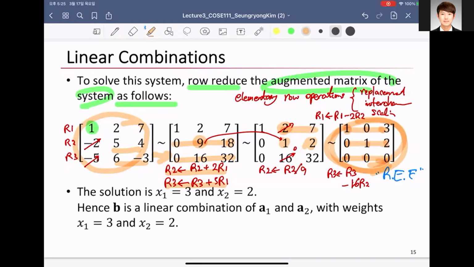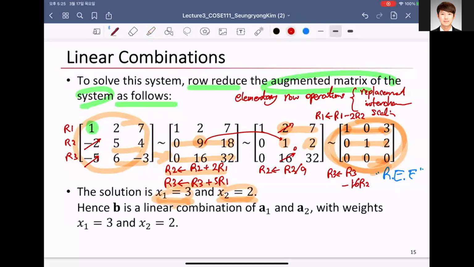So what is the solution of this case? It's very straightforward, right? X1 is equal to 3 from the first row, X2 is equal to 2 from the second row. X2 is equal to 2, X1 is 3, right?